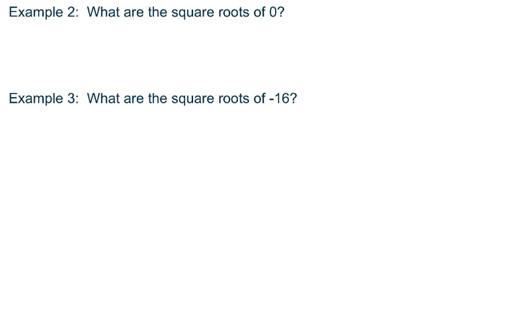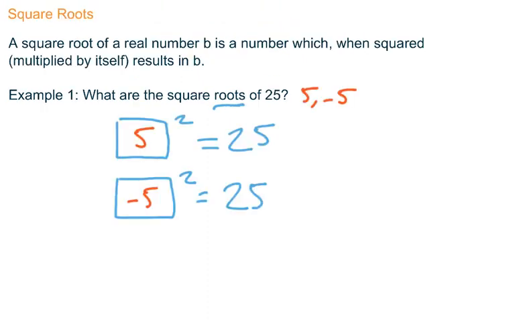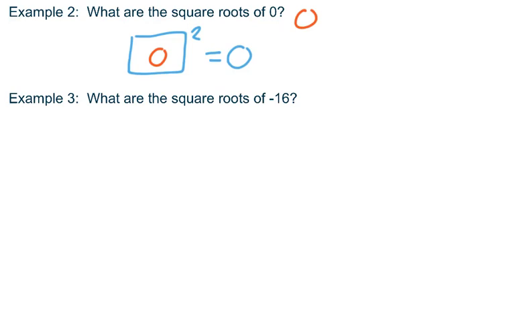What are the square roots of 0? So is there a number that when you square it, when you multiply it by itself, you get 0? Well, 0 would work. 0 times 0 is 0. And I'm kind of trying to be a little tricky here because if you think about it, that is the only one. So there are two square roots of 25, but only one square root of 0. Very strange.